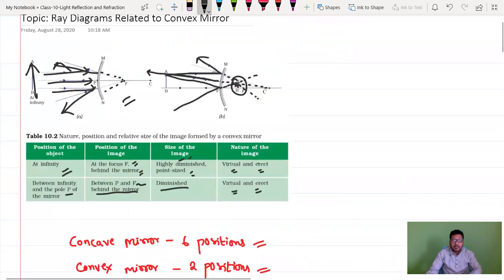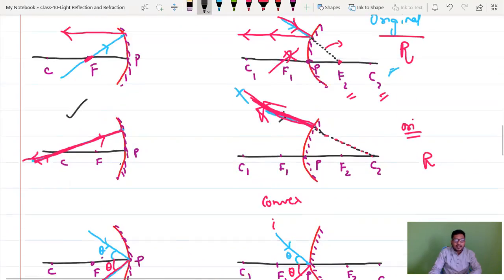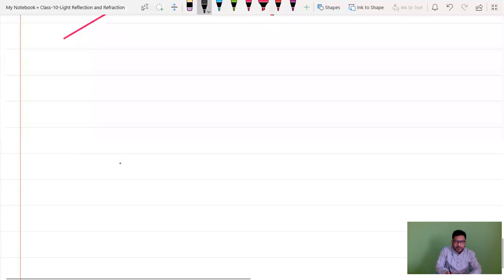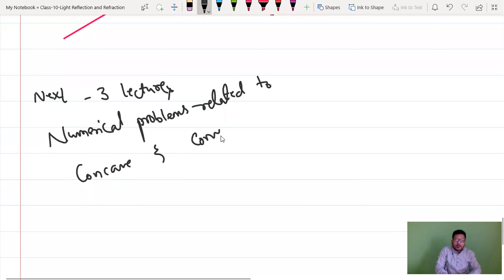So that is about this lecture. In our next lecture, we'll see about sign convention. I mean, next 3 lectures will be numerical problems related to concave and convex mirrors.